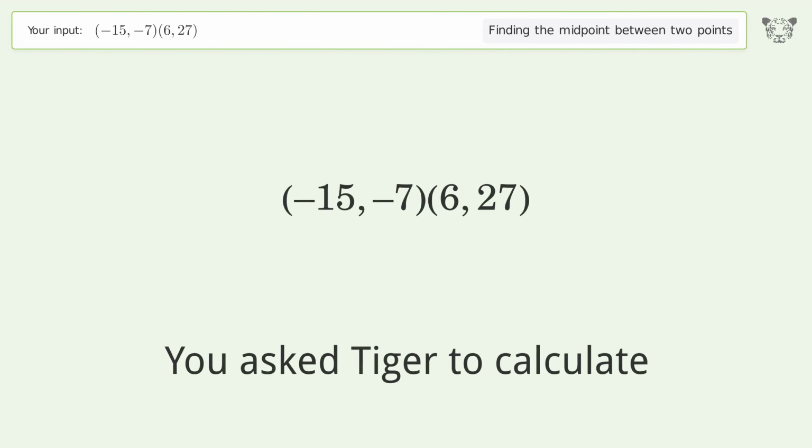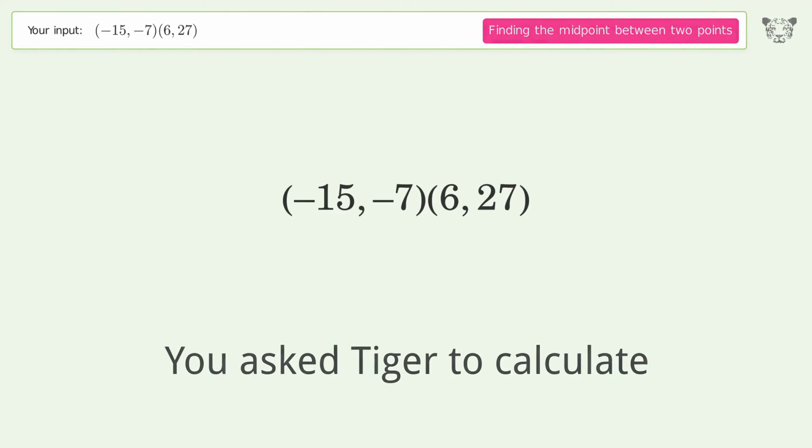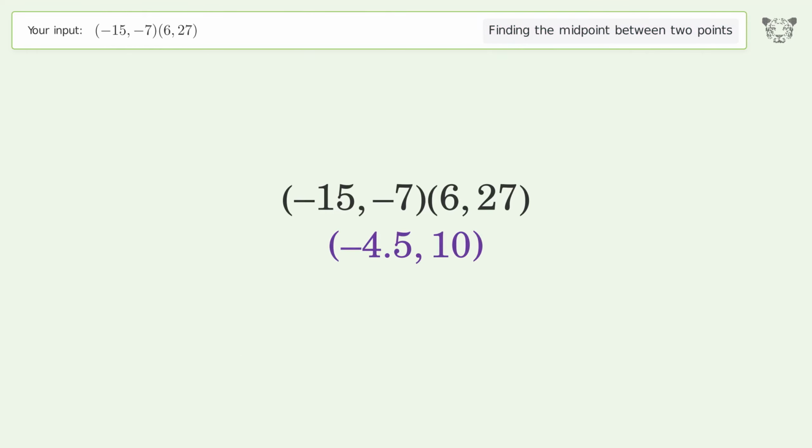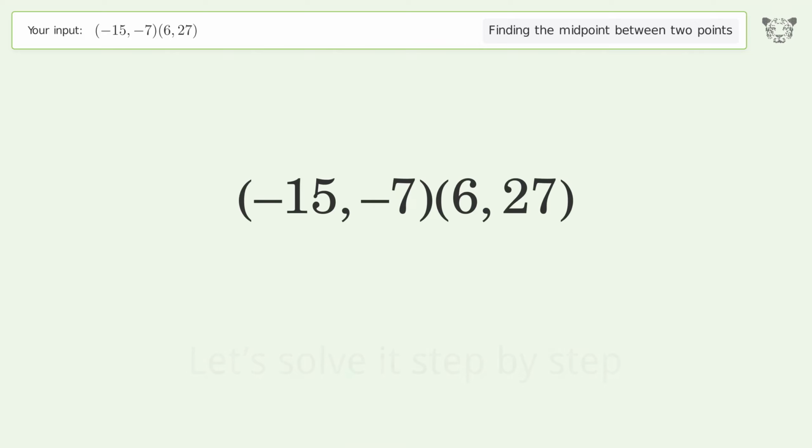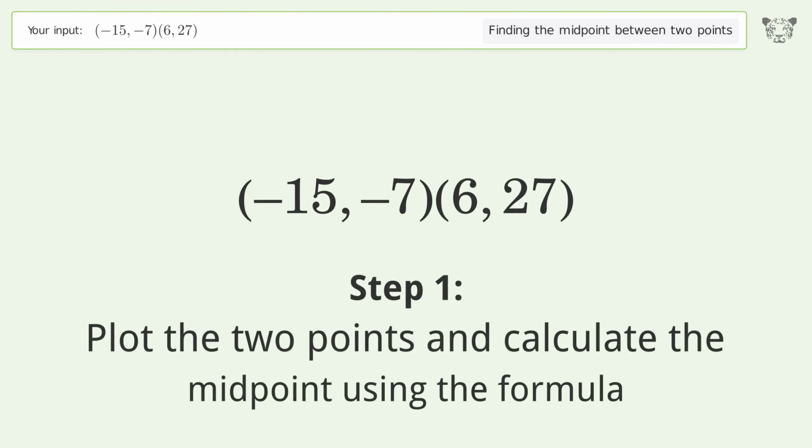You ask Tiger to calculate. This deals with finding the midpoint between 2 points. The midpoint between the 2 points is -4.5, 10. Let's solve it step by step. Plot the 2 points and calculate the midpoint using the formula.